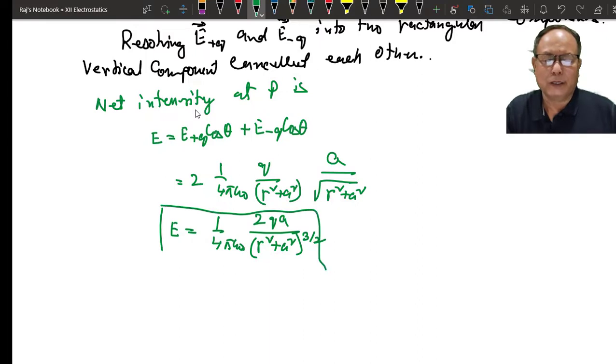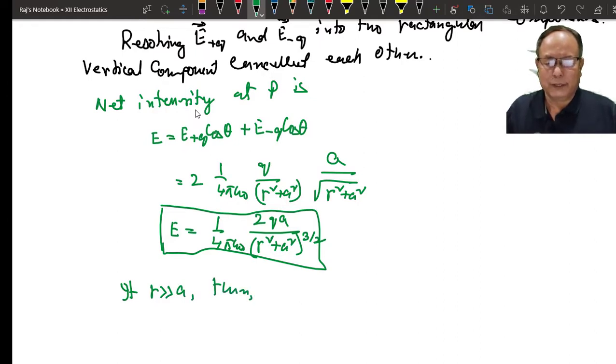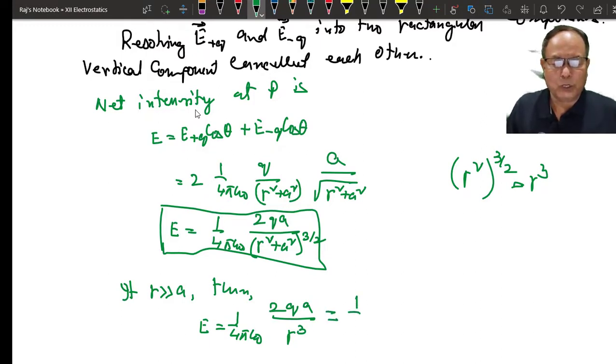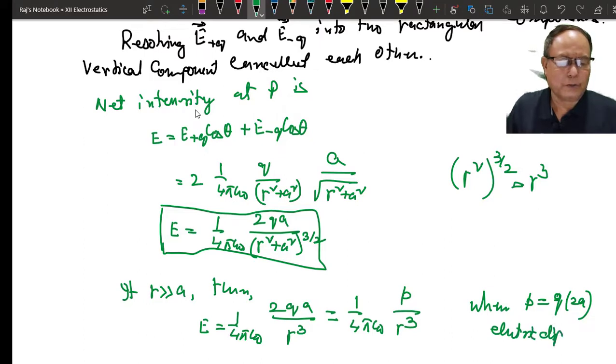So this is the electric field due to an electric dipole at an equatorial point. We can consider a special case: if R is very much greater than A, then E equals 1 by 4 pi epsilon naught 2QA divided by R square to the power 3 by 2, which is R cube. Since 2QA is the dipole moment P, E equals 1 by 4 pi epsilon naught P divided by R cube, where P equals Q into twice A. So this is the electric dipole moment.